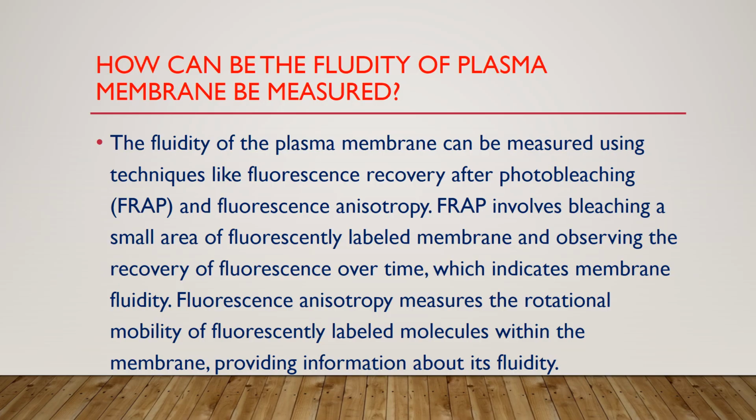How can the fluidity of the plasma membrane be measured? The fluidity of the plasma membrane can be measured using techniques like fluorescence recovery after photobleaching and fluorescence anisotropy. FRAP involves bleaching a small area of fluorescently labeled membrane and observing the recovery of fluorescence over time, which indicates membrane fluidity. Fluorescence anisotropy measures the rotational mobility of fluorescently labeled molecules within the membrane, providing information about its fluidity.